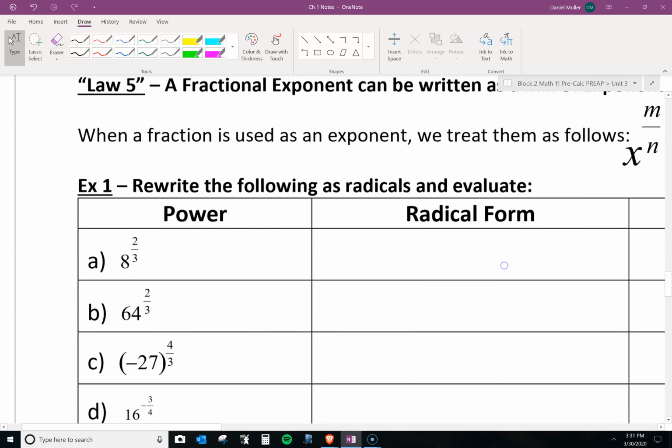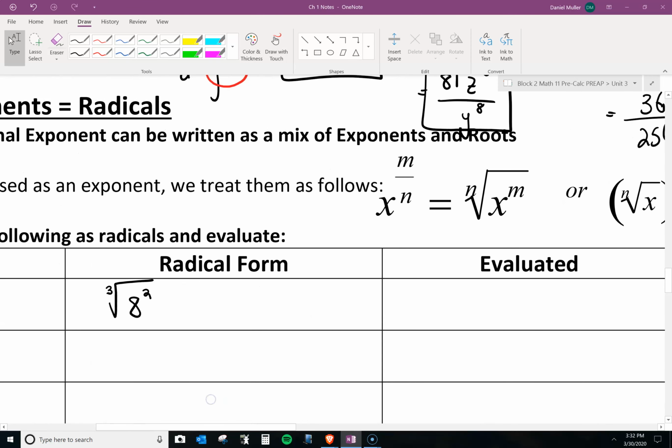Now, we can write, this is in power form, 8 to the power of 2/3, but you can write that as 8, and the numerator, the 2, is the squared, and the denominator is the radical. So you can write it like that. And you can actually see that here in the definition. X to the power of m over n: the numerator stays with the x, and then the denominator gets thrown out as the radical.